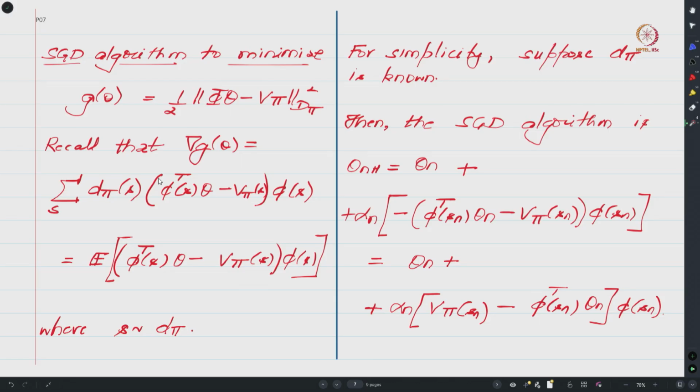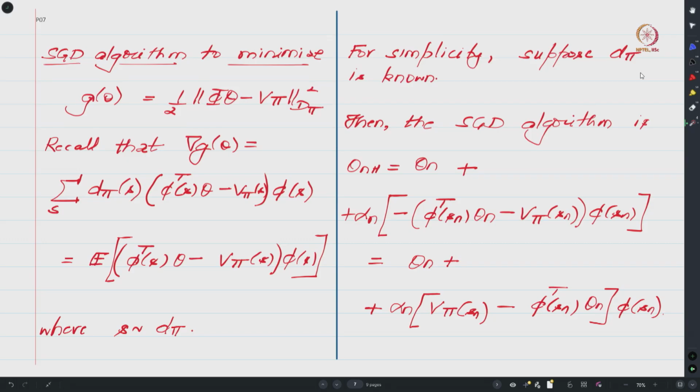For simplicity, what we will presume is that we know this stationary distribution d pi. Later on I will tell you how to relax this assumption, but at a high level, because of the ergodic assumption, if you allow the Markov chain to evolve for some time and then take the last state, that state can be presumed to come from this distribution d pi.